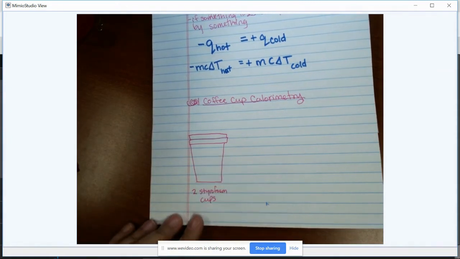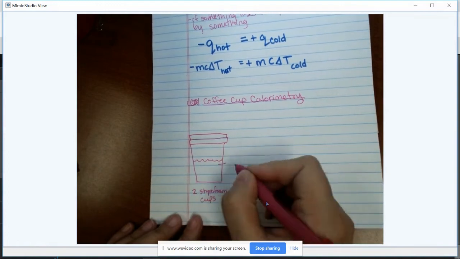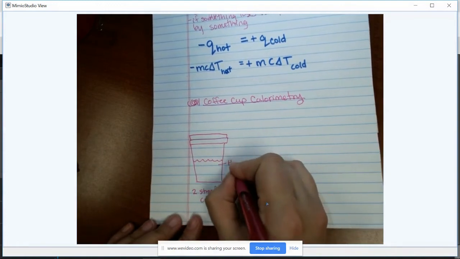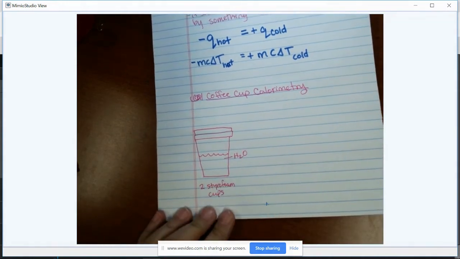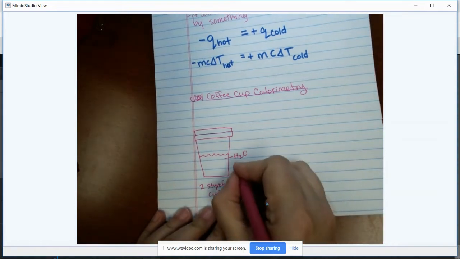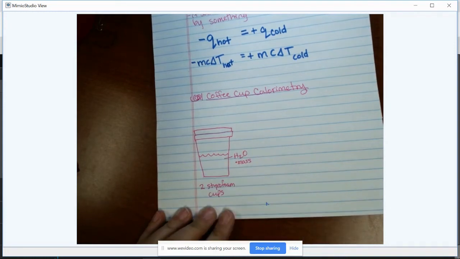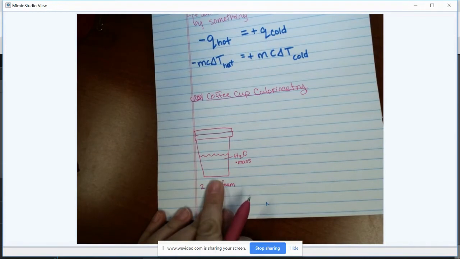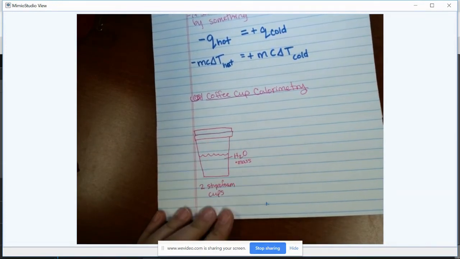So you have your two coffee cups stacked together, and then we put some water in here. So we've got H2O in there. We take a couple of measurements before we put the water in the cup. We have to take whatever measurements are necessary so that we know how much water is in the cup. The way you would do that is you take the mass of the empty cups and then you put your water in and take the mass of the cups with the water inside, and then you know the mass of just the water.